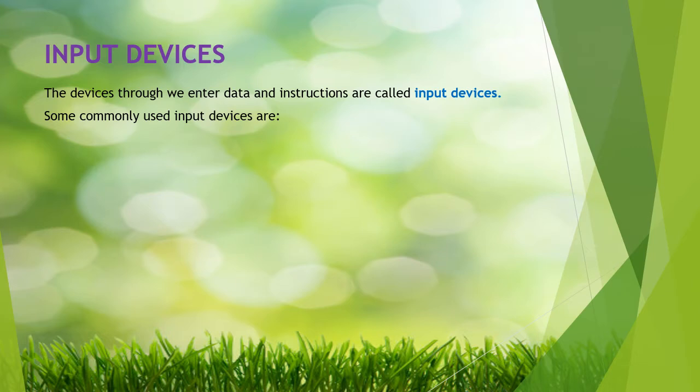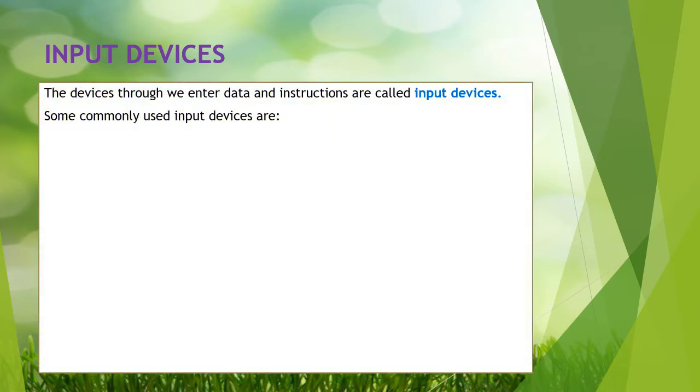Next, we have to study what are input devices. The devices through which we enter our data and instructions are called input devices. Some of the common input devices you have to study in this chapter. First one is keyboard. Next you have to study mouse, scanner, barcode reader, light pen, digital camera, web camera, microphone, touchpad and touchscreen.